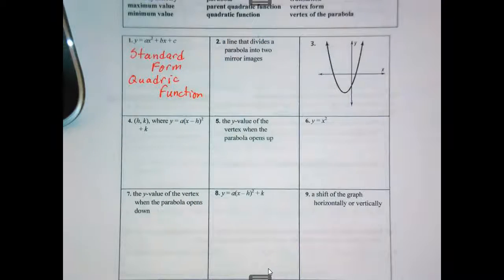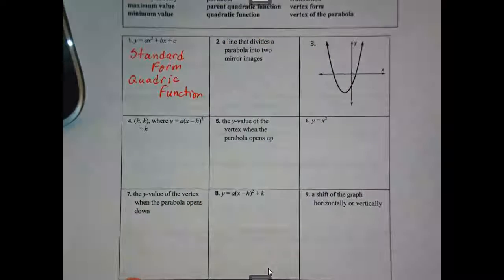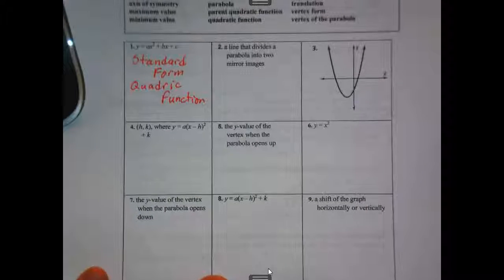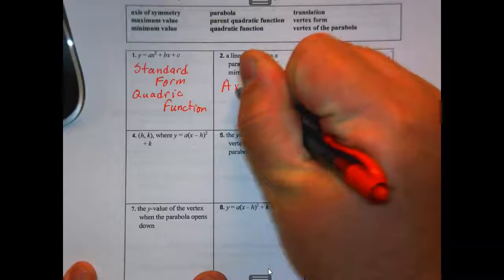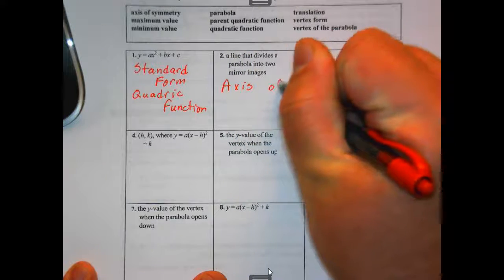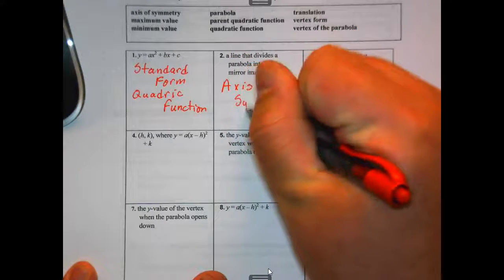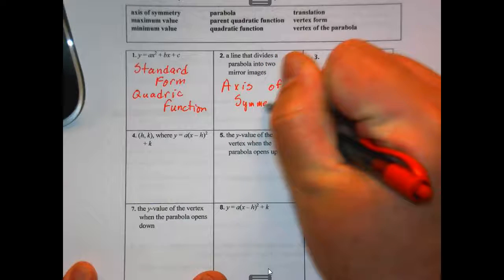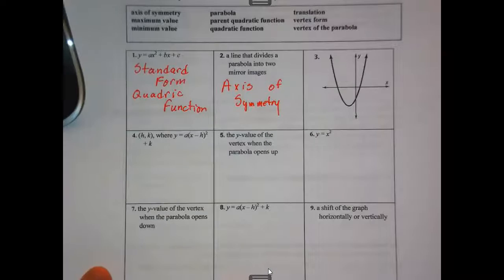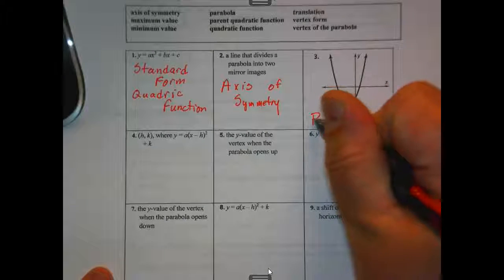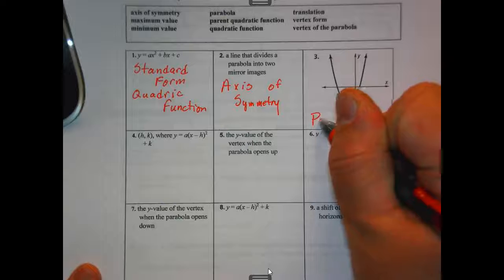Let's see, a line that divides a parabola into two mirror images. That's going to be your axis of symmetry. Number three is just a picture of a parabola.